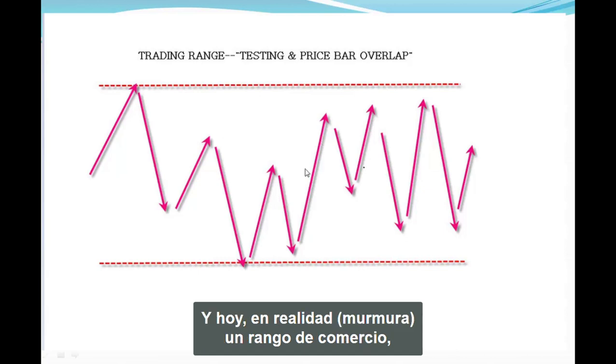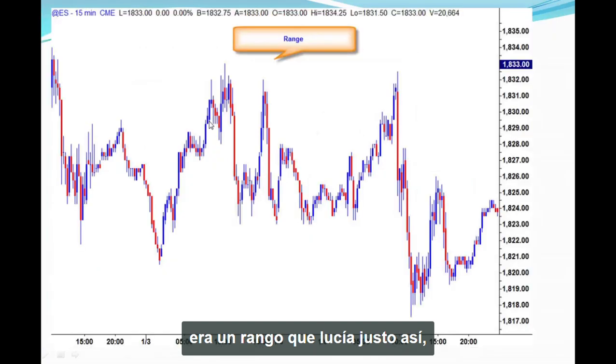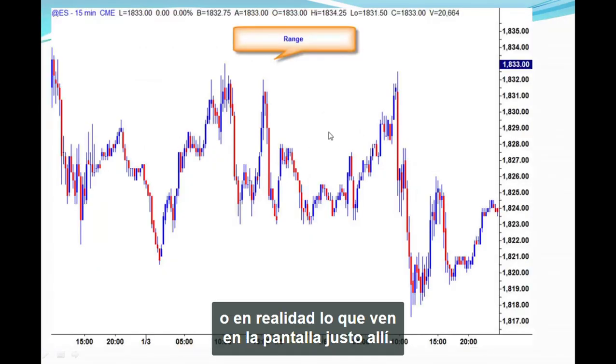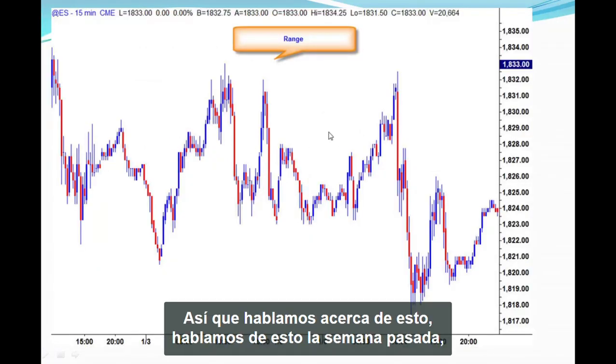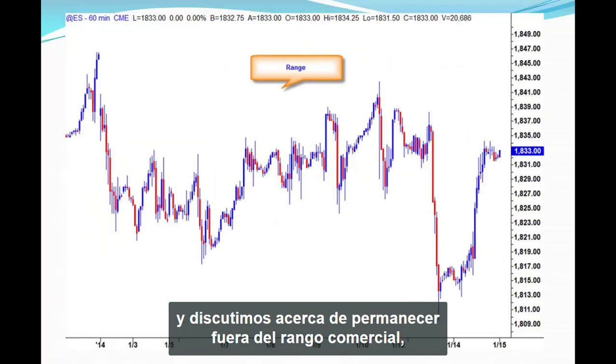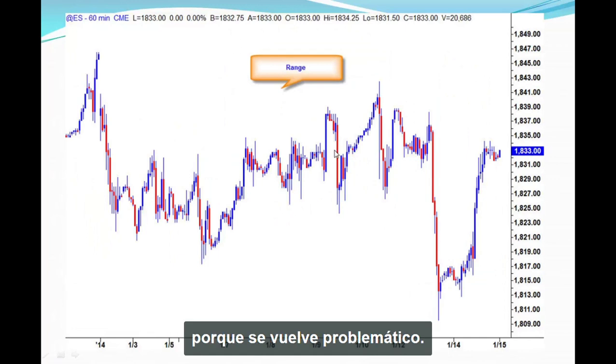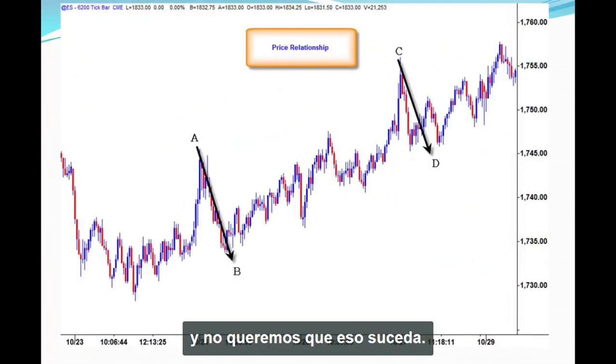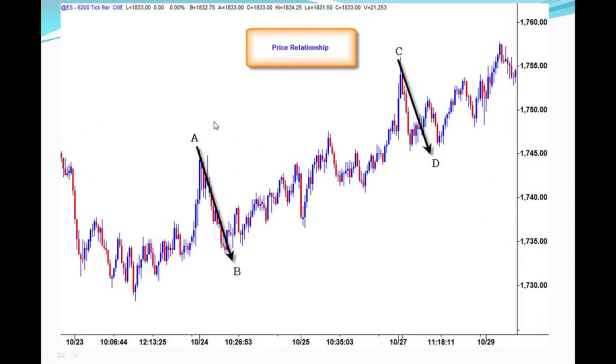And today we actually were in a trading range. Today was a range that looked just like this, or actually what you see on your screen right there. So we taught about this, we spoke about it last week, and we discussed staying out of a trading range because it becomes more trouble than not. You can get into trouble, and we don't want you to do that. Then we discussed price relationships, A to B, C to D.